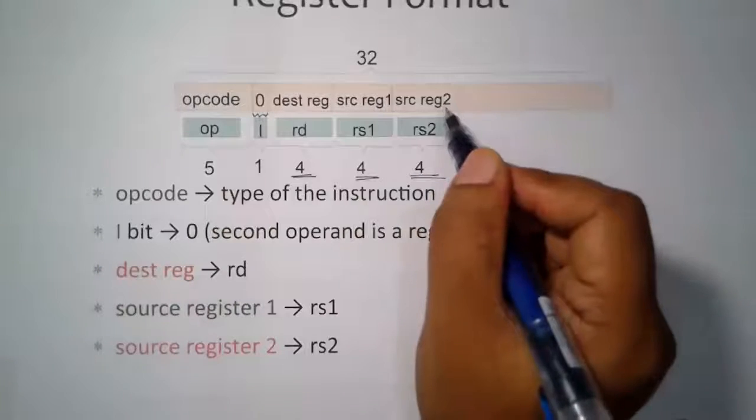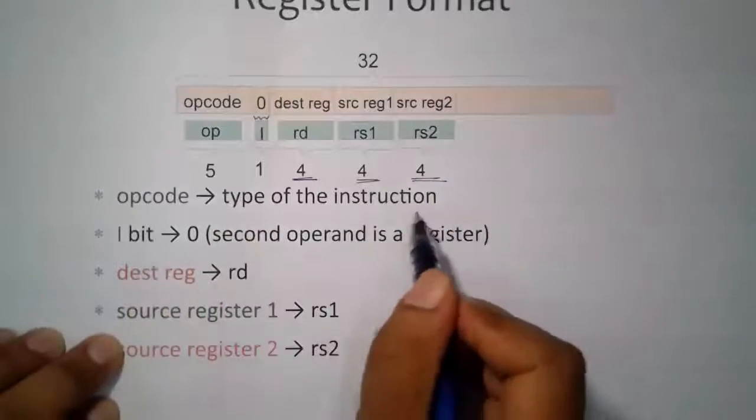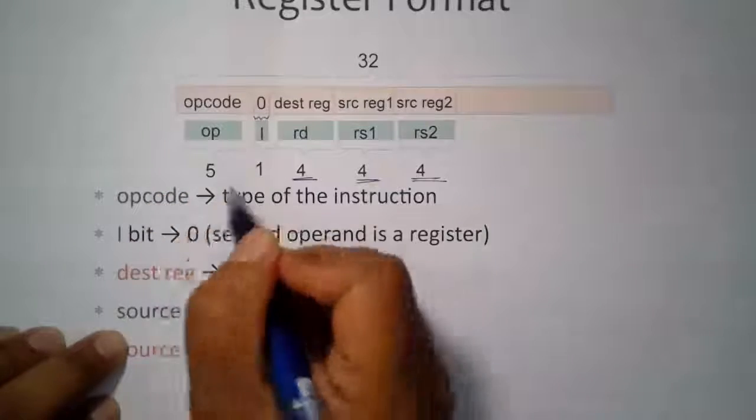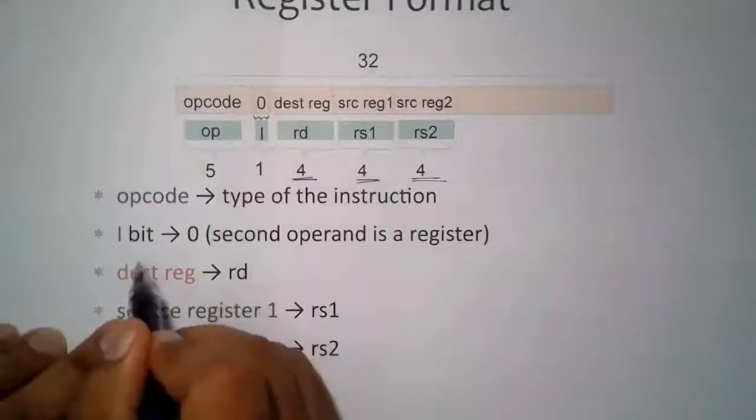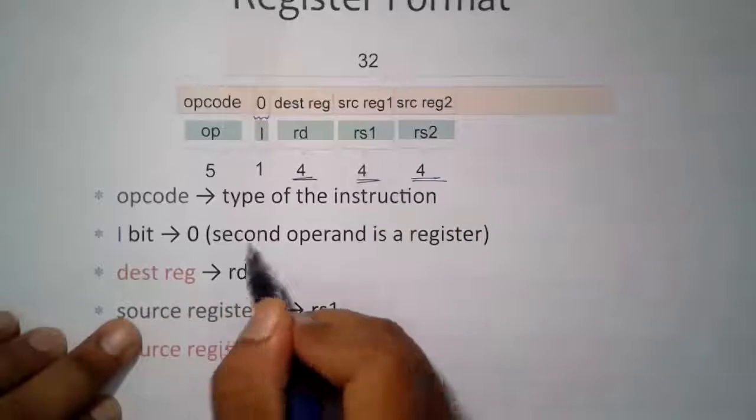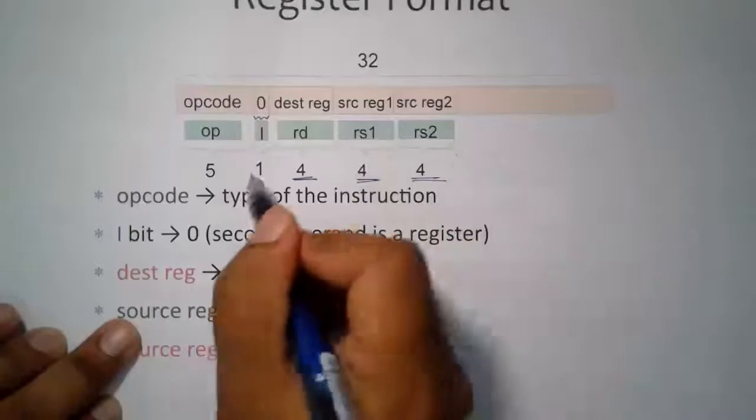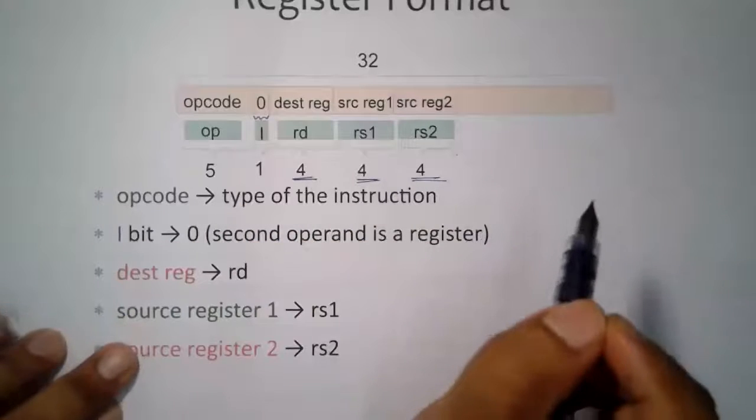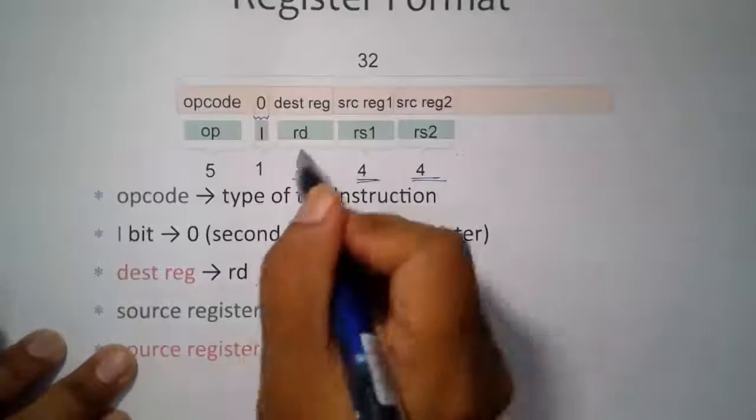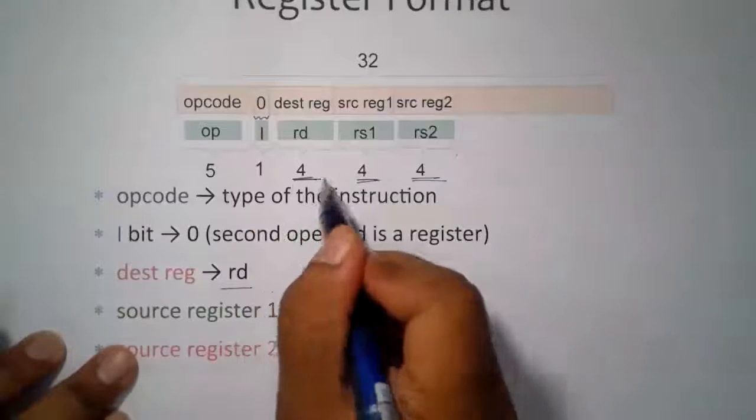So this is our SimpleRISC encoding. We are saying that the opcode is basically 5 bits to denote what kind of instruction it is. This I bit, if it is 0, means the second operand is a register. If it is 1, then the second operand is an immediate value. Then the destination register is denoted as RD. I need 4 bits for that.